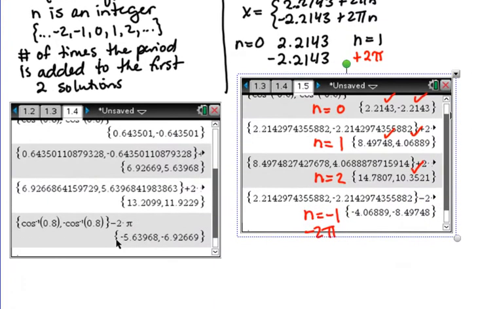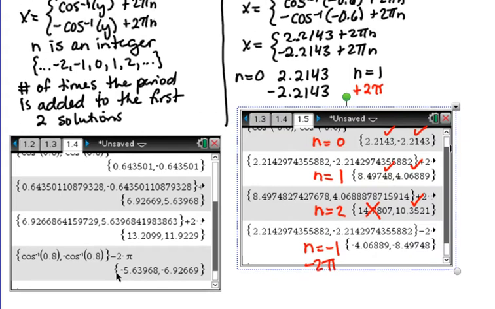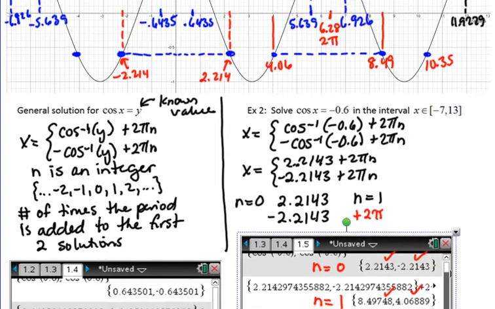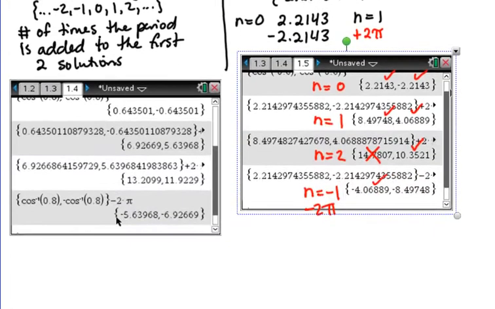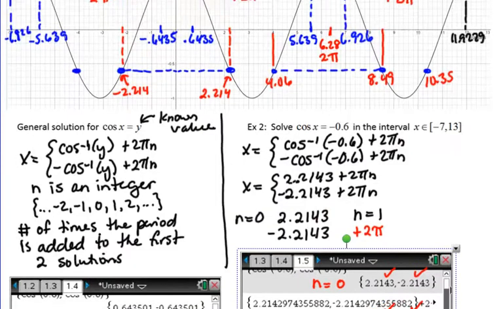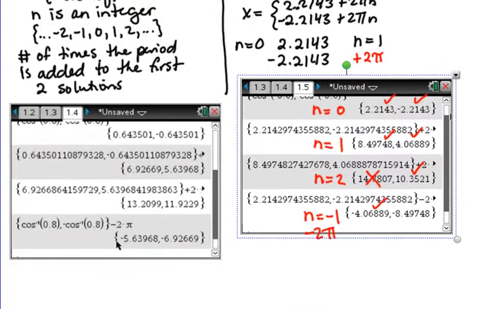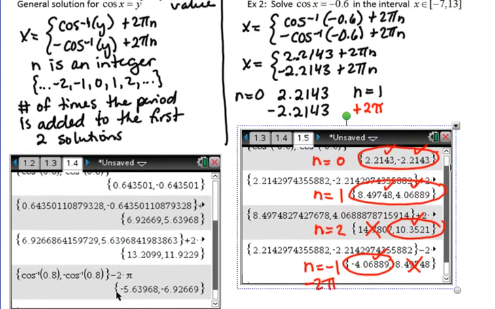Notice that this one is too big. It's bigger than 13, so it doesn't fit in the interval that I'm looking at. Then on the left-hand side, my next one would be this one, negative 4.06. And the 8 is too small. It's less than 7, so that doesn't count. So my 6 solutions are these two, and these two, this one, and this one. And I got those by just adding and subtracting 2 pi to my two original positive and negative solutions.